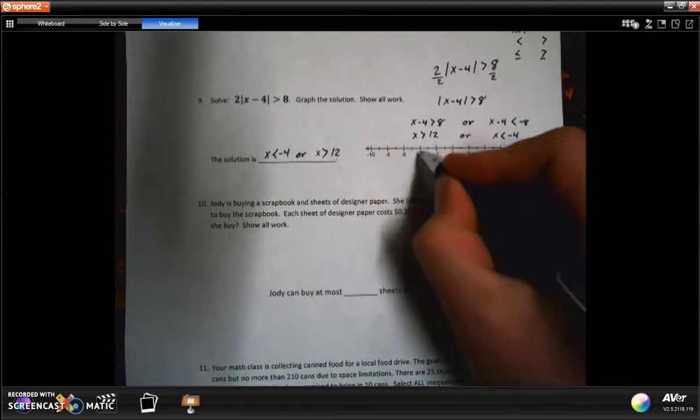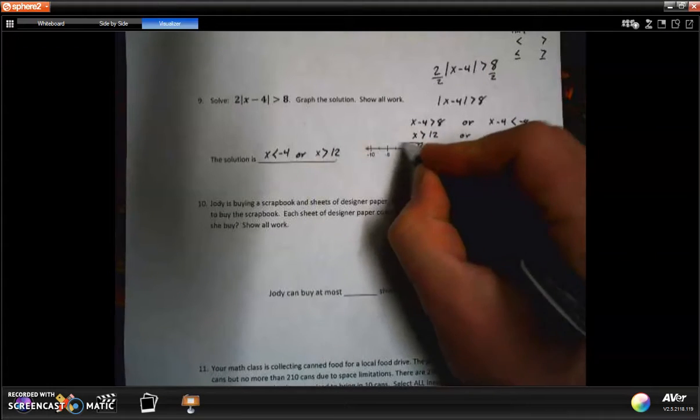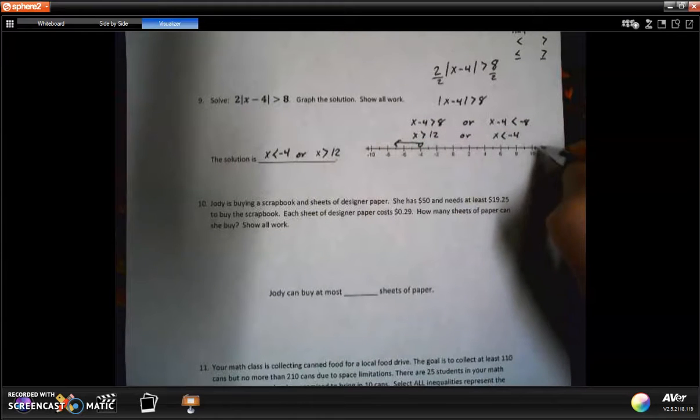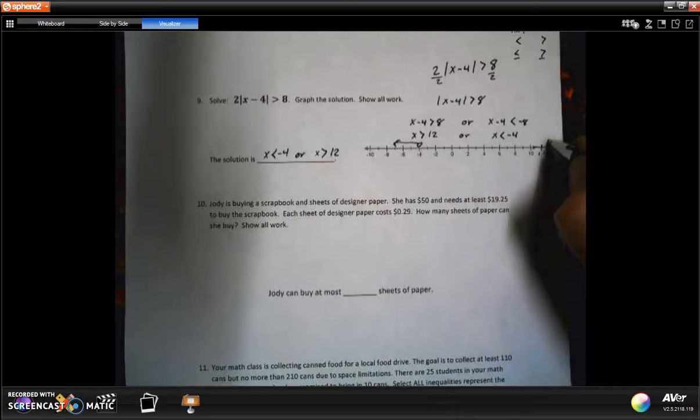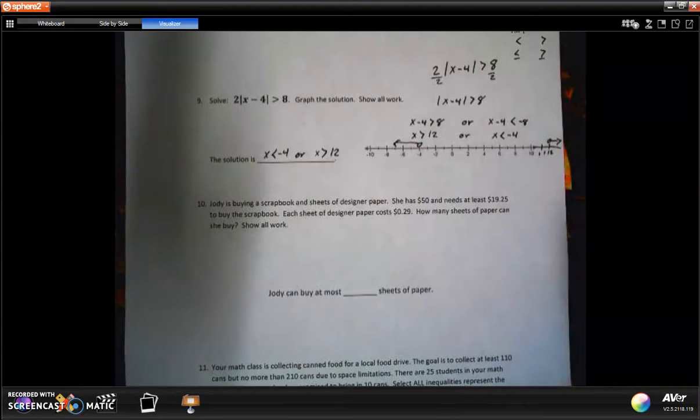So -4 is right here. It's an open circle going left. And then 12, so 11, 12 would be over here, an open circle going to the right.